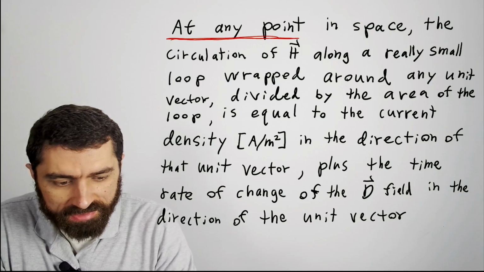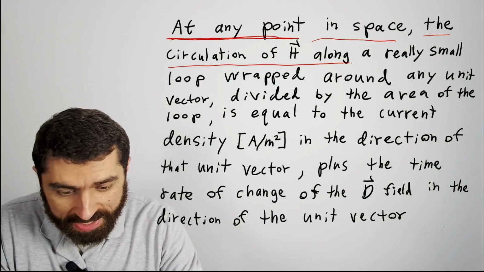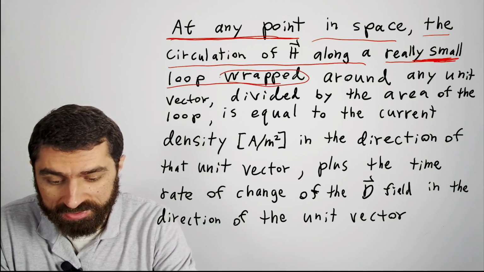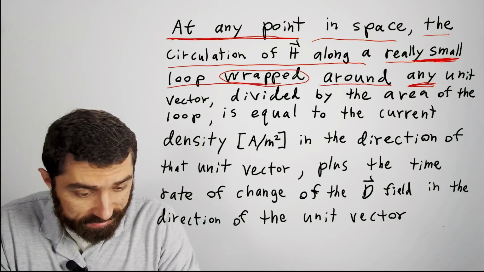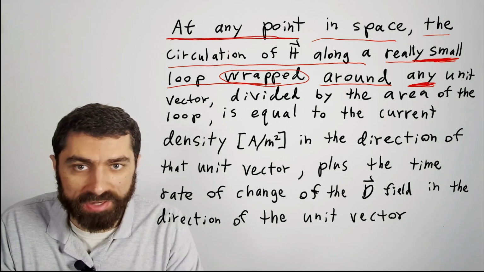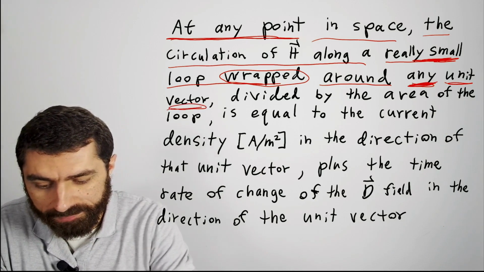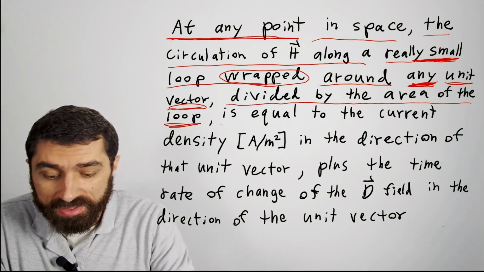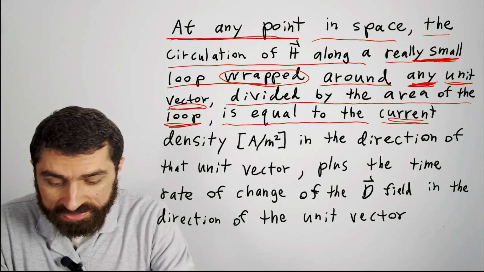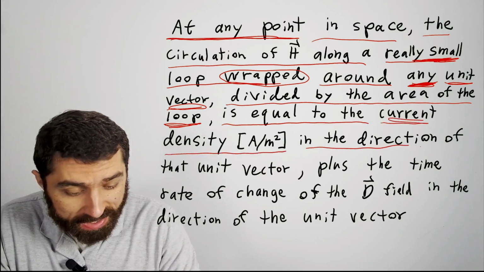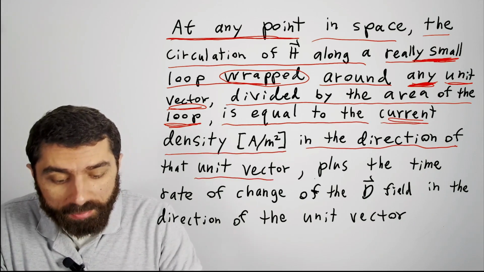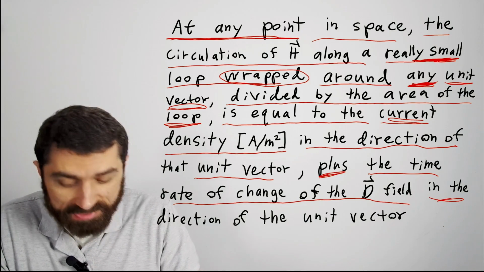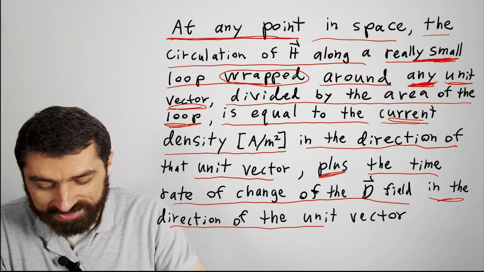Okay, so what it's saying is that if you pick any point in space, the circulation of H along a really small loop wrapped around any unit vector, it can be x hat, y hat, z hat, theta hat, r hat, whatever, divided by the area of the loop, so a really tiny area, is equal to the current density in amps per meter squared in the direction of the unit vector plus the time rate of change of the D field in the direction of the unit vector.